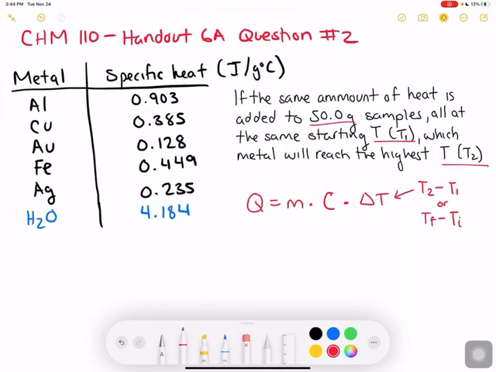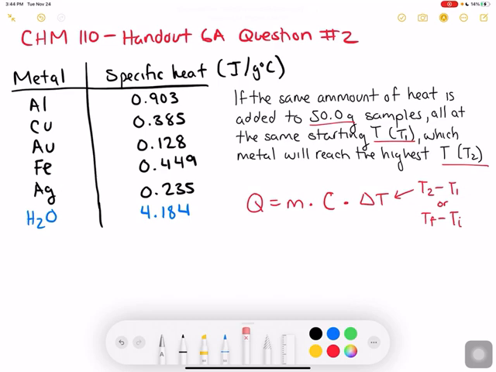Hello guys, in this video I'm going to show you how to solve some problems regarding specific heat, or how to understand the concept of specific heat in chemistry. We have a problem with a table that has a list of different metals: aluminum, copper, gold, iron, silver, and I'm also going to add water just as a reference to explain this principle of specific heat.